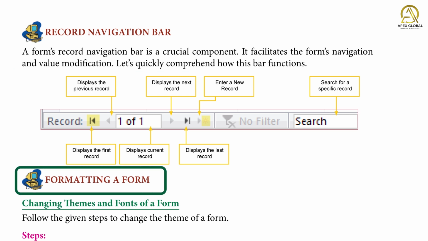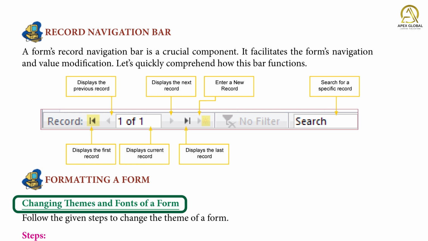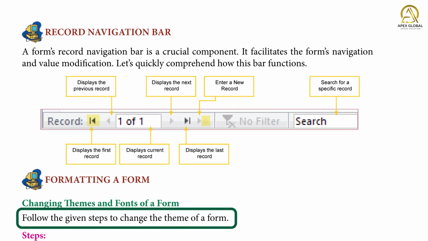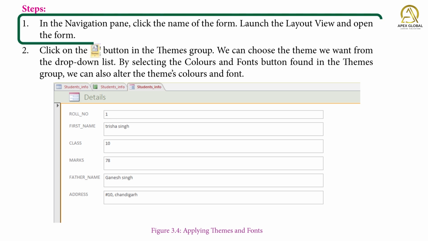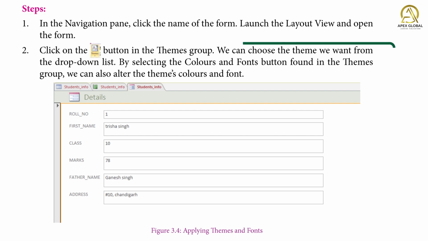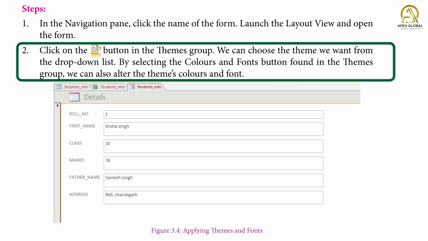Formatting a form. Changing themes and fonts of a form. Follow the given steps to change the theme of a form. Steps. 1. In the navigation pane, click the name of the form. Launch the layout view and open the form. 2. Click on the Themes button in the Themes group. We can choose the theme we want from the drop-down list by selecting the Colors and Fonts button found in the Themes group. We can also alter the theme's color and font.